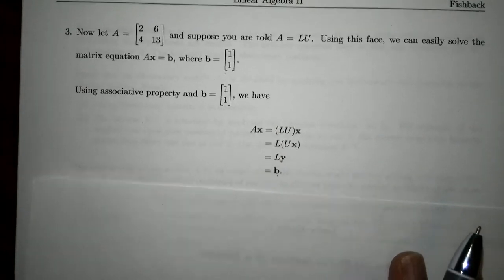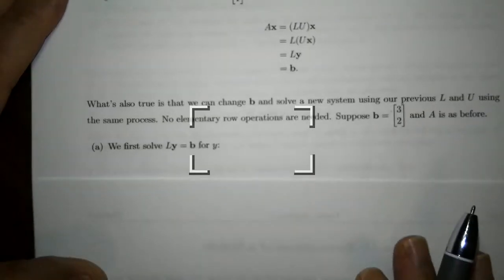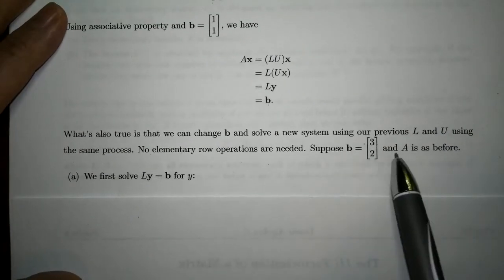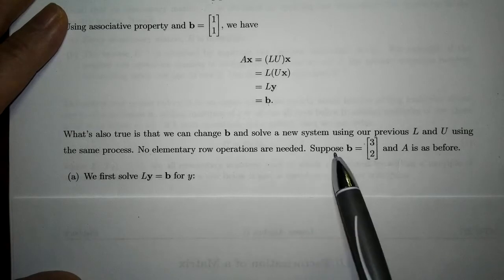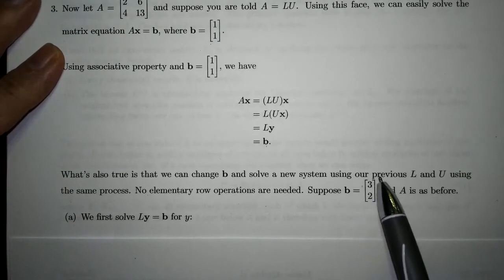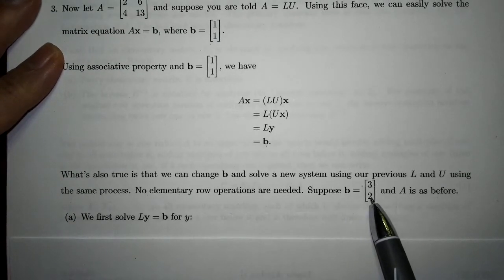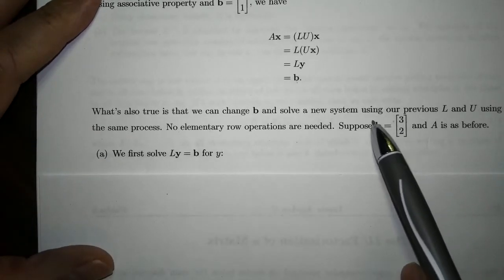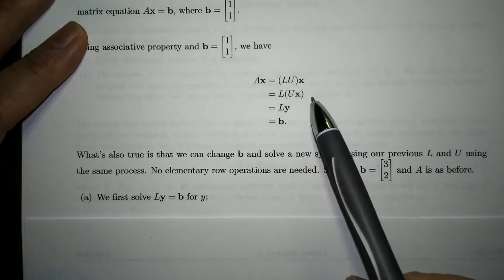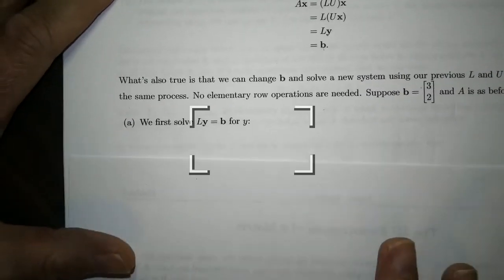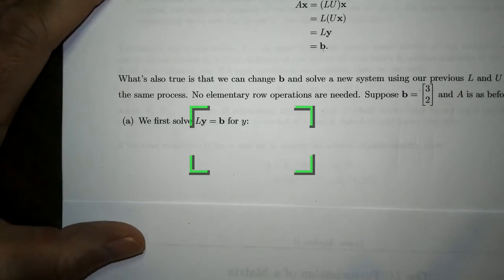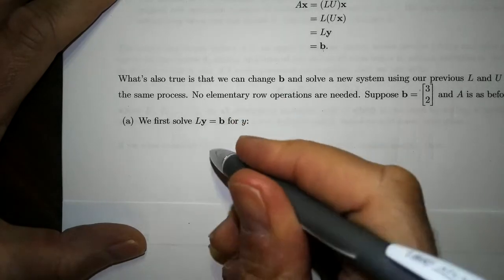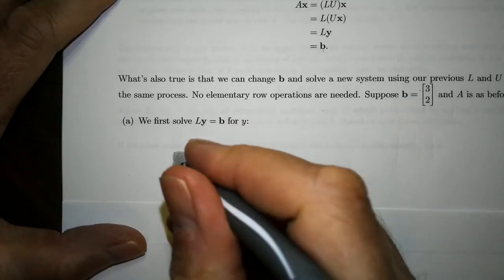But wait, it gets even better. Suppose we wanted to solve a new matrix equation, AX equals B, where now B was the vector 3, 2. A is still the same. We don't need to compute a new L and U. We don't even know how yet. We don't need to perform elementary row operations. We can simply peel off the layer, so to speak, and use forwards and backwards substitution, just like we did on the previous page. So Ly equals B.